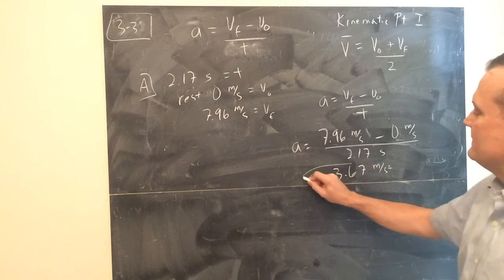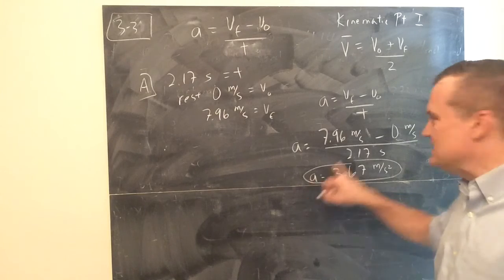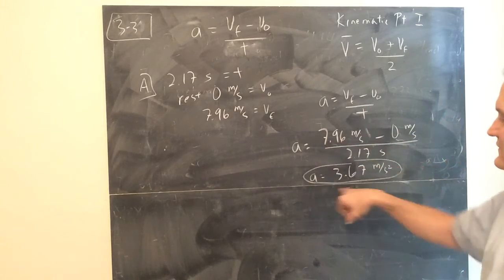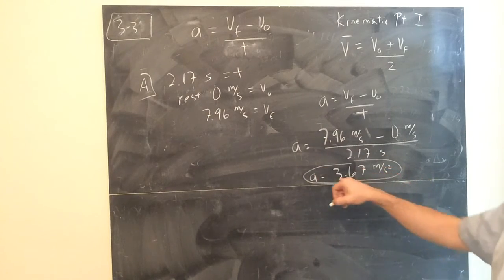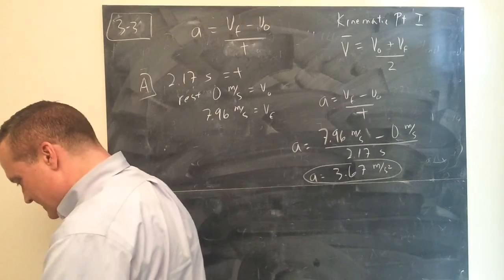And it's a positive number. You know acceleration is positive because you went from 0 initially up to 7.96. So it's positive. If you had been slowing down, then it would be negative. So 3.67 is that first one.